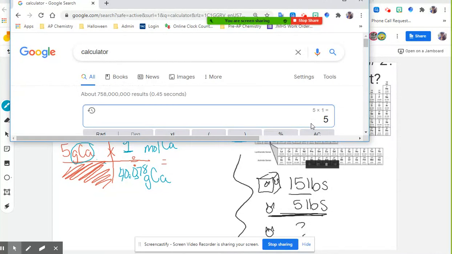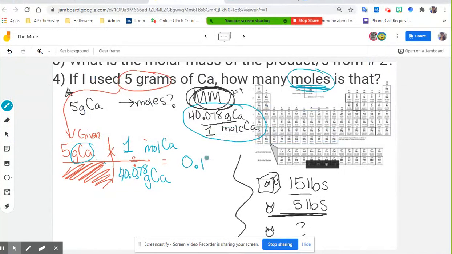Multiply, push equals, and then you're going to divide by whatever's on the bottom. Okay, so we end up with 0.125. And the moles of calcium are in the answer. Okay. All right, I'm going to go to the next one. I'm going to go a little bit quicker. Okay, are there any questions, by the way, on that setup? We're all good?